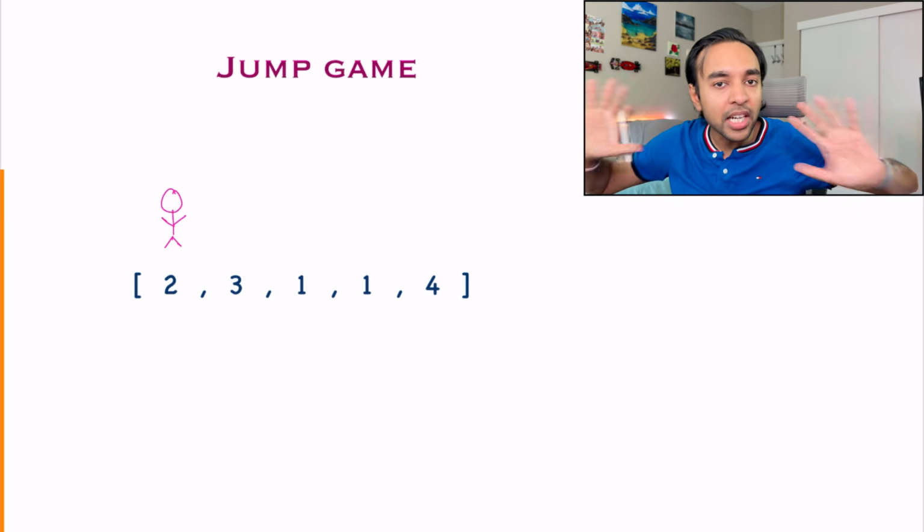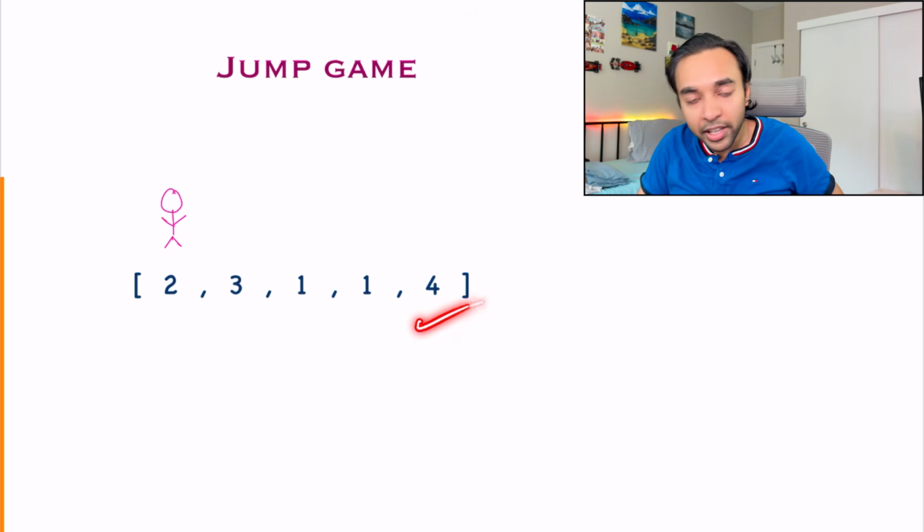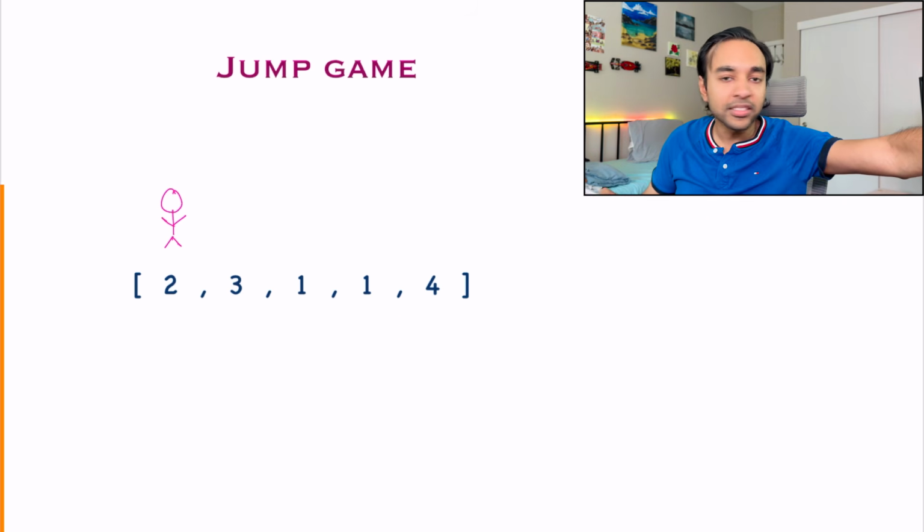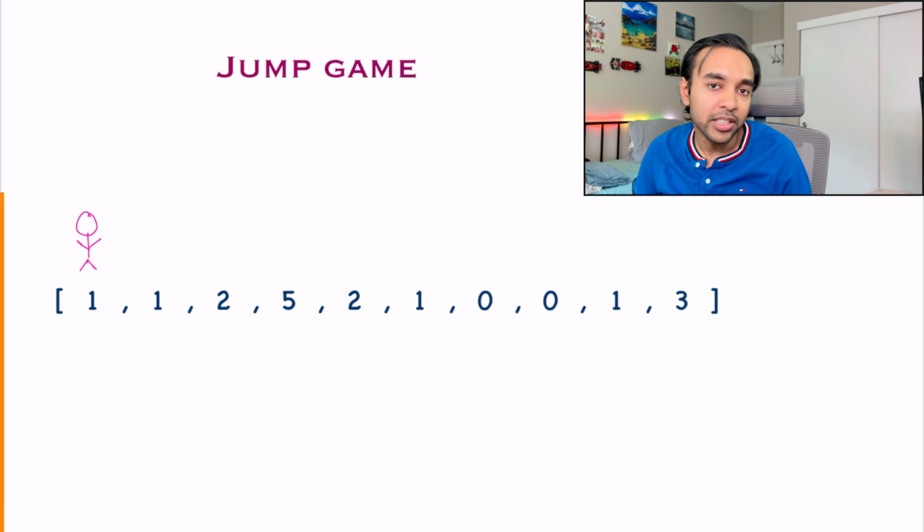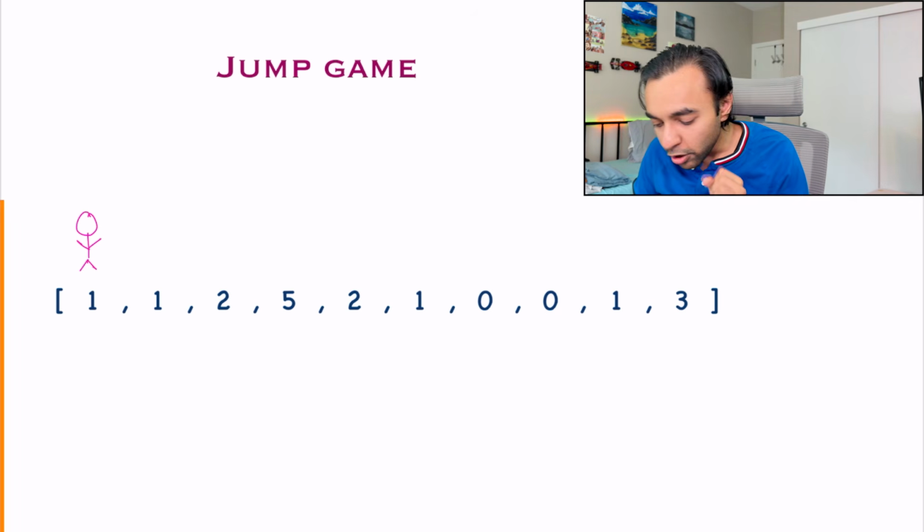If none of the numbers are 0, then you can always reach the very end. So one thing is completely sorted. Now what about this particular specific case? What do you do over here?